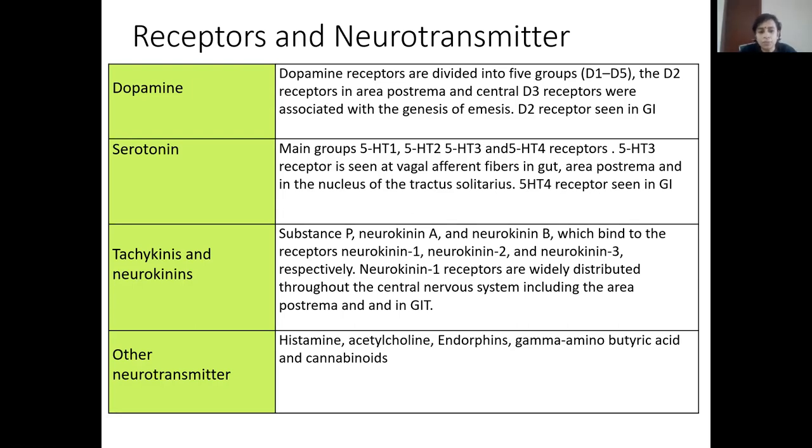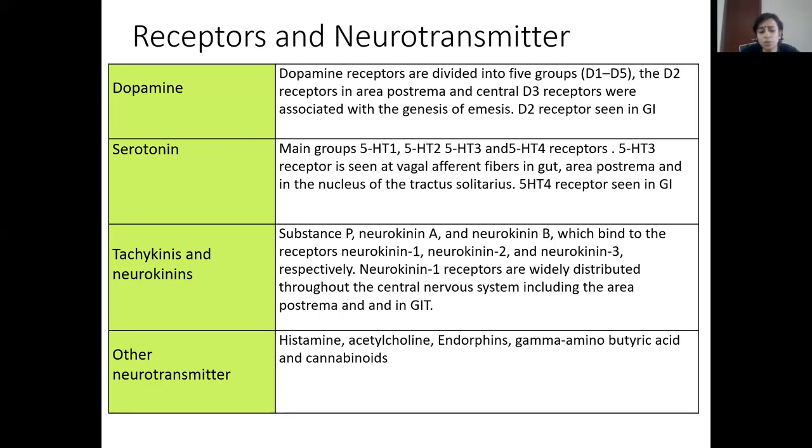So there are many other receptors and neurotransmitters like tachykinin and neurokinin. We are all familiar with neurokinin 1, 2, 3. Out of that, neurokinin 1 is distributed in the central nervous system, the CTZ and the GIT. Now I have confused you enough, right? But yeah, just remember serotonin and dopamine. These two are the most important ones. Out of that, D2 and 5-HT3 and 5-HT4. Those are the three important things that I want you to remember. Others are also important, but for today's sake, at least start remembering.